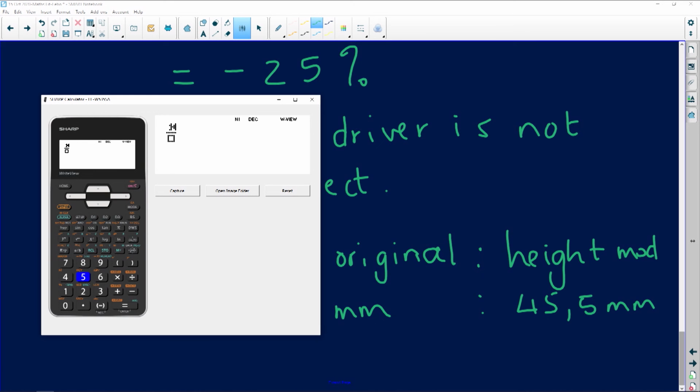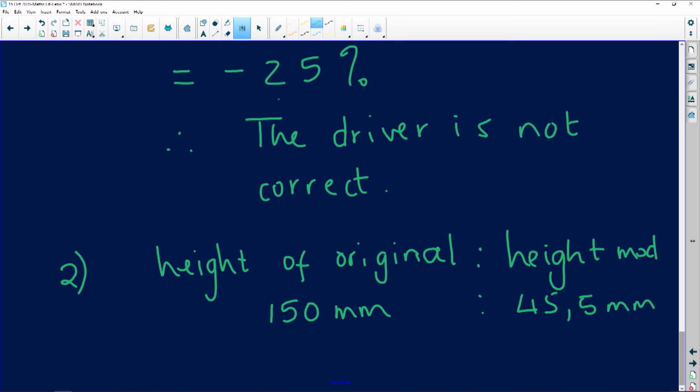So 150 all over 45, oh no, sorry, it's the other way around. Let's just say 45.5 divided by 150. So the number just becomes bigger. So it doesn't really help like that, okay? So the scale will then remain. This is going to remain as it is, being the scale.